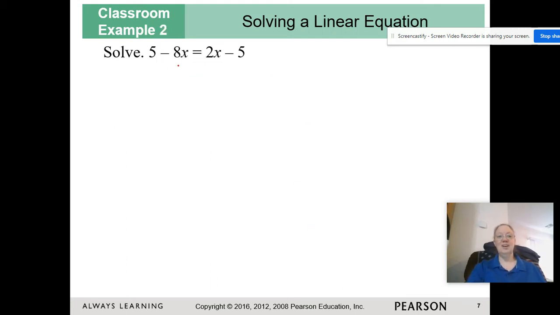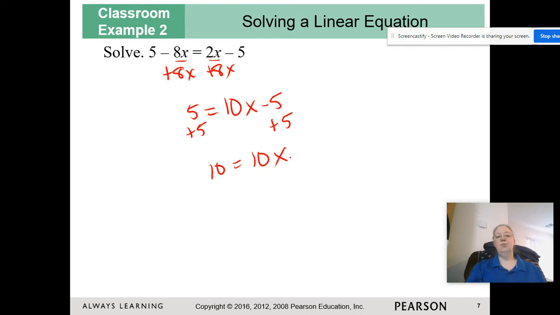All right. So this is an example where we have x's on both sides. Get them together first. Get the variables on the same side first. So because this is negative, we are going to add 8x. So we have 5 is equal to 10x minus 5. Now we are going to do our 5. So we're going to add 5 to both sides. And finally, we are going to divide by 10.